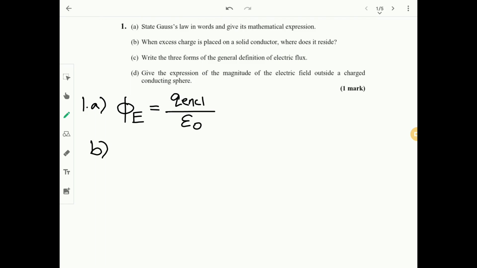Part B. When excess charge is placed on a solid conductor, where does it reside? It resides on the surface.